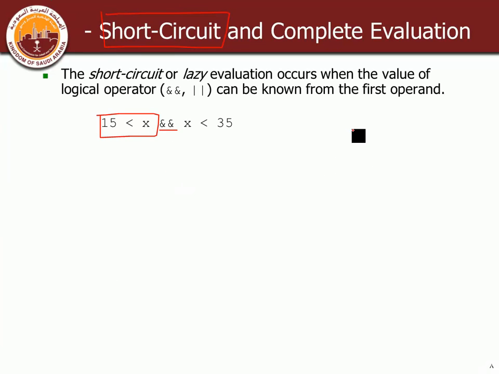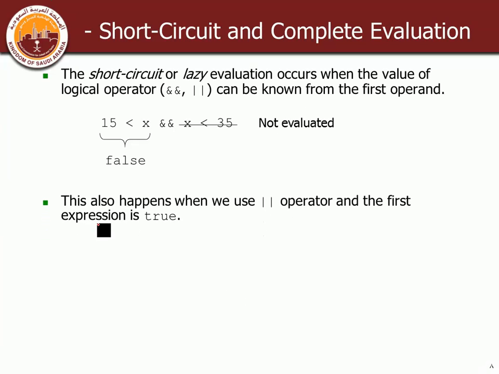If x, for example, was 20, this is true. It doesn't mean that if this is true, I'm not going to ask the second question. Since this is true, I don't know, maybe the second is true or false. I need to ask that other question. But if it was false, I don't need to ask another question. I know with the AND, one false means the result is false. So that's the short circuit. Because if this is false, then I don't need to ask the second question. This is not evaluated. And the same thing happens with OR.